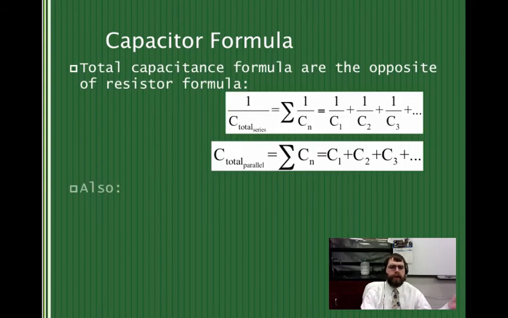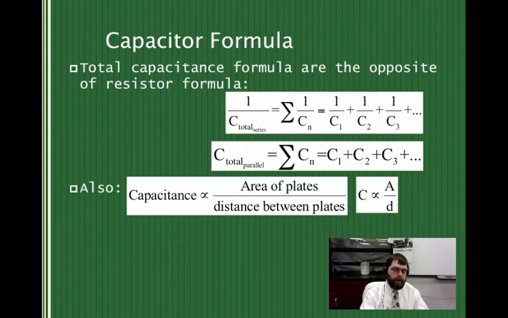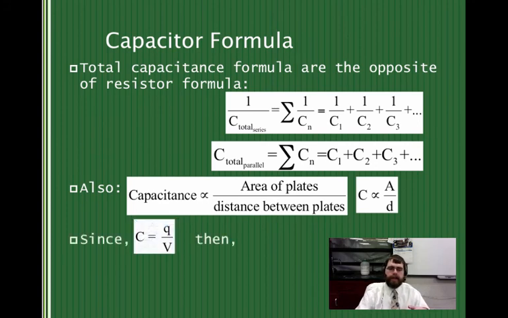Also, there are some capacitor formulas. They're similar, but remember, capacitors are pretty much the opposite of resistors. So the total capacitance in a series circuit looks like the total resistance in a parallel circuit, and vice versa. Also, we have another couple formulas for measuring capacitance, and these also will be printed up for you.